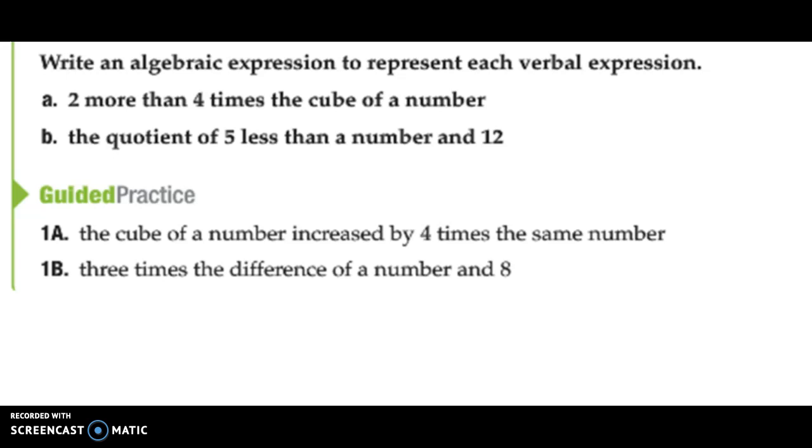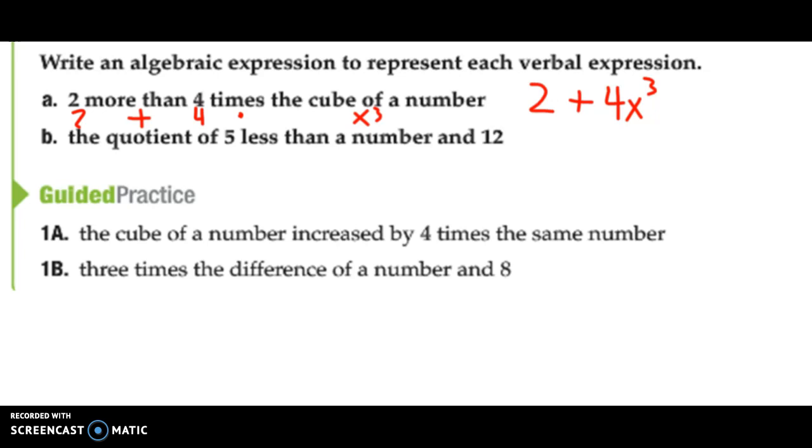2 more than 4 times the cube of a number. So I'm going to change what I know. 2 more than, well, more than means plus. 4 times is just multiplication. The cube of a number, that's going to be some number to the 3rd power. So all I'm going to do is go 2 plus 4 times x to the 3rd. So we'll do that: 2 plus 4x to the 3rd. That's all we have to do, just change it just like that.